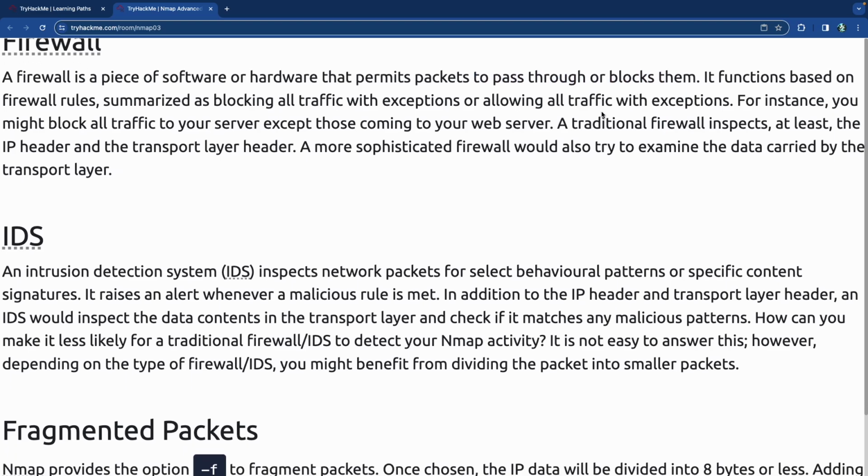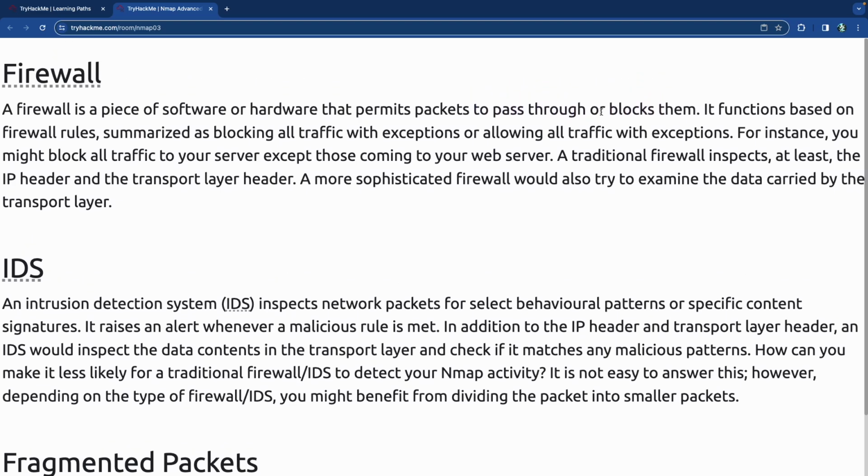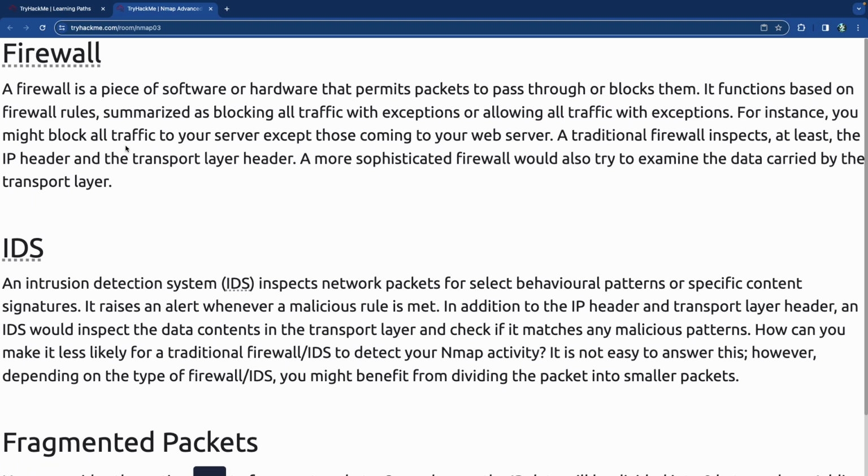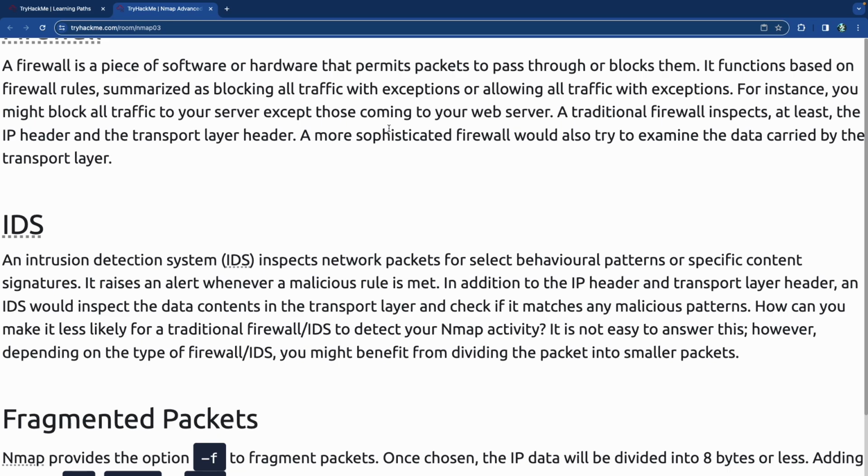That's basically what a firewall is. And you can put deny list, allow list, so on and so forth. And it could be either IP addresses or domain names, right? So if you don't want people to go to a certain website, you would put that in the firewall deny list, right? It functions based on firewall rules summarized as blocking all traffic with exceptions or allowing all traffic with exceptions. For instance, you might block all traffic to your server except those coming from your web server.